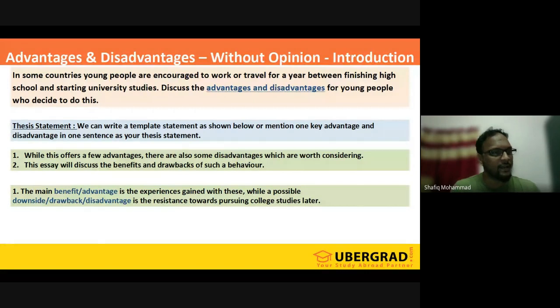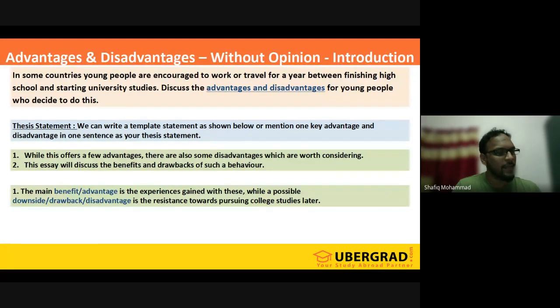Good. Then, Atharva: in a few nations, the young generation is advised to work or explore between the higher studies and the beginning of university. Okay. You can also write, in this essay I'm going to talk about the advantages and disadvantages. Then you can also start with, while there are some advantages or disadvantages which can be considered, and in this essay, I'm going to elaborate about it. You can elaborate on it a little bit, right, Atharva?